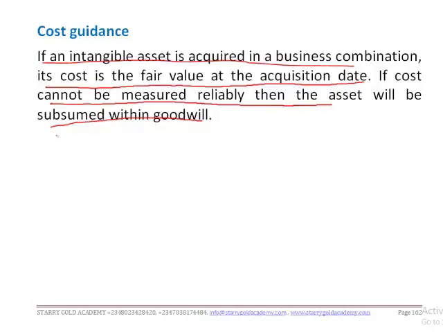I take this again. An intangible asset acquired in a business combination should be measured at cost, and this cost is the fair value at the acquisition date. So if this cost cannot be measured reliably, then the asset will be subsumed within goodwill. What we mean by that is that the asset will be taken as goodwill acquired through business combination.